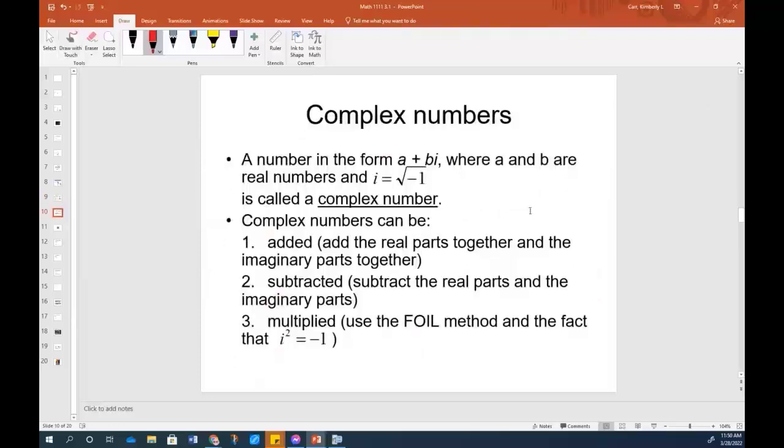This is just one of these informational slides. If you put a number that has an i with it, and you add or subtract it to a real number, then you end up with a complex number. And when you have complex numbers, you can add or subtract or multiply them. We can divide them, but we actually do that by a type of multiplication. When we add, you add the real to the real part, the imaginary to the imaginary. When you subtract, real to real, imaginary to imaginary. And when you multiply, you use the FOIL method, and then you simplify because we know i squared is equal to -1.